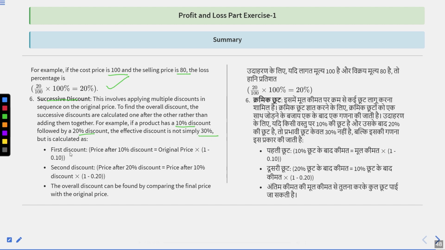it is calculated as follows. First discount: price after 10% discount equals original price multiplying by 1 minus 0.10. Clear? Second discount: price after 20% discount equals price after 10% discount multiplying by 1 minus 0.20. The overall discount can be found by comparing the final price with the original price.